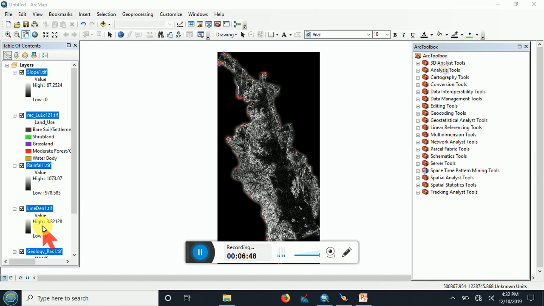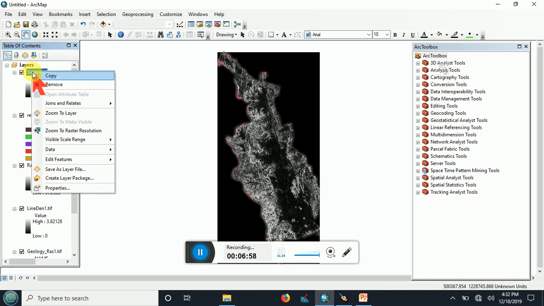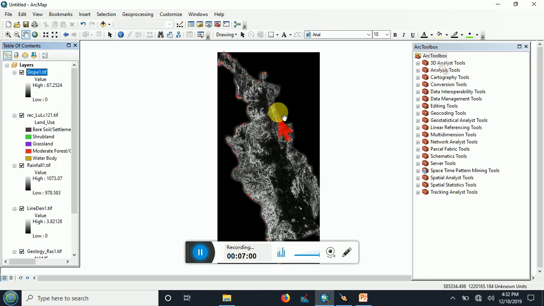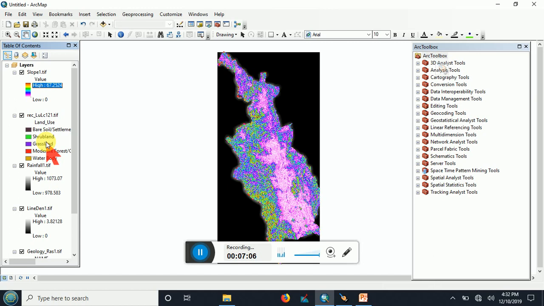Then when you examine those files, for instance the slope, that is the slope that you can see. Maybe you can change the color for better visualization, and you can see that the slope is from 0 to 67.